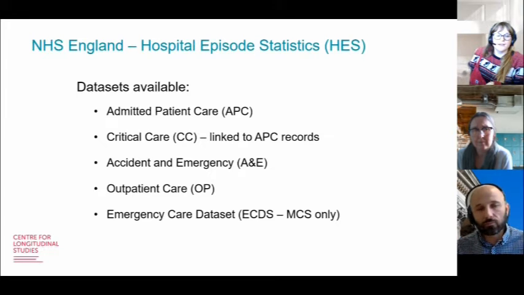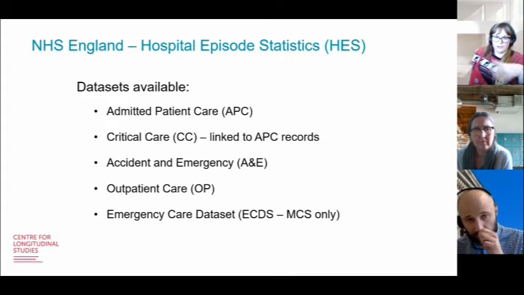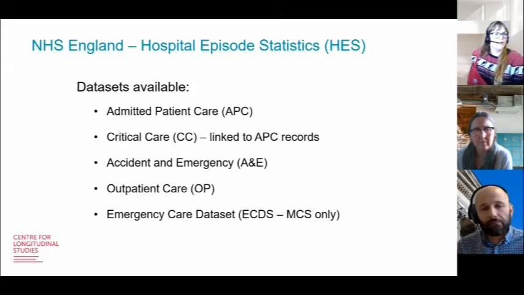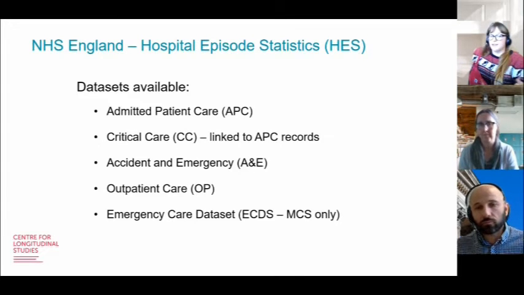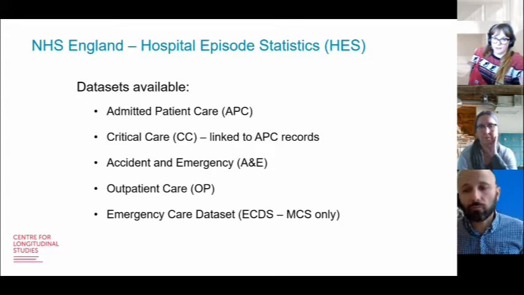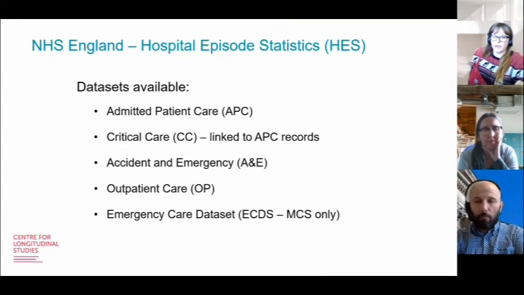Okay, so these are the data sets available. I'll go on and talk about each in depth, but as an overview, admitted patient care details the hospital admissions, the overnight stays. The critical care dataset is linked to the APC, the admitted patient care dataset. So every critical care episode has an APC episode that is associated with it. The accident and emergency dataset discusses visits to A&E.